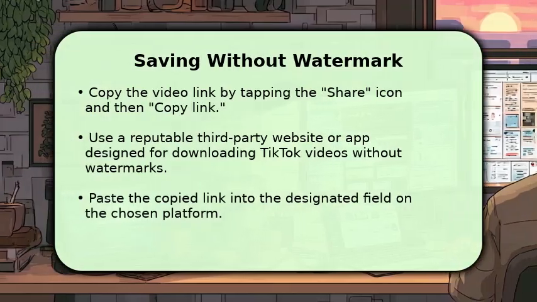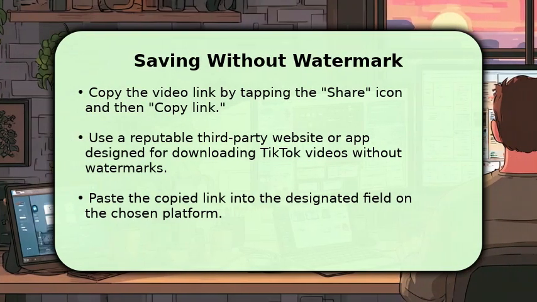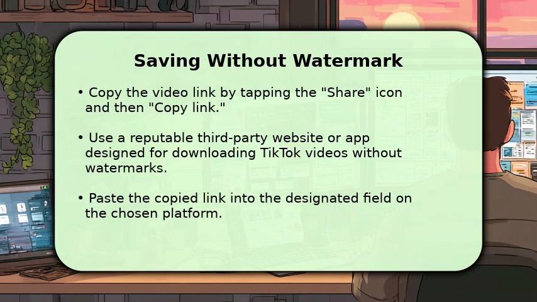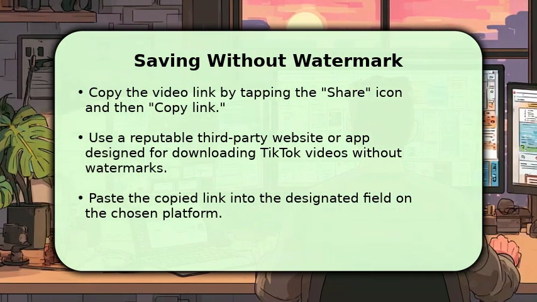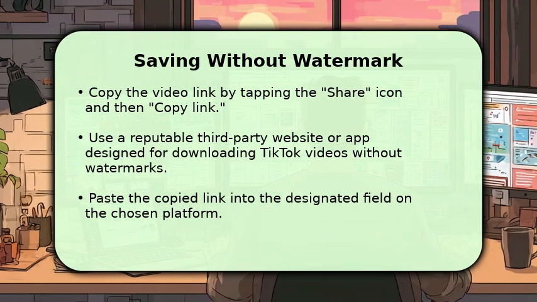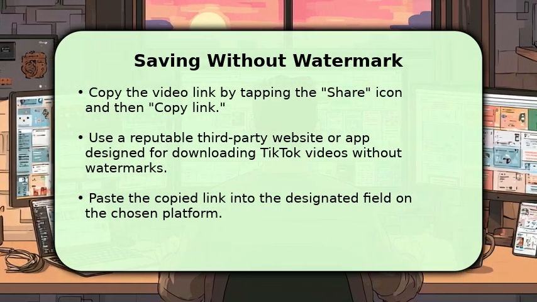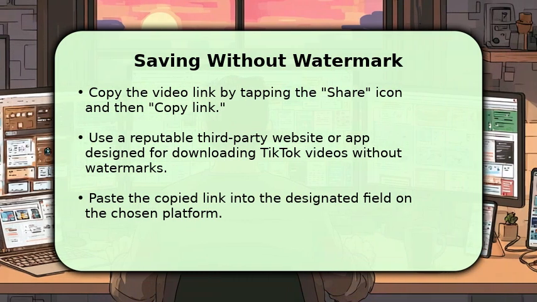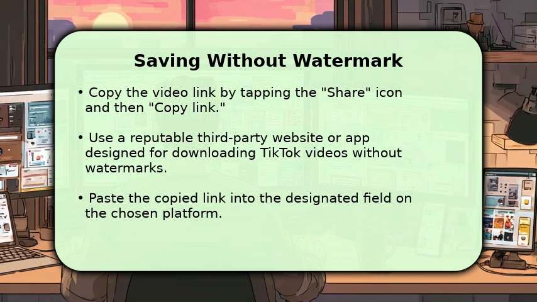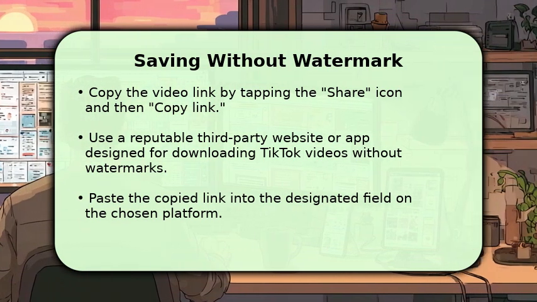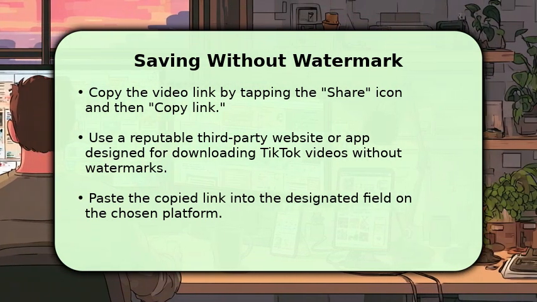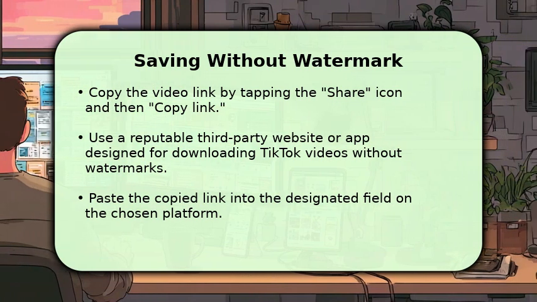To save a TikTok video without the watermark, you'll need to use a third-party tool. Begin by tapping the share icon on the video and then selecting Copy Link. Next, open a web browser or a dedicated app designed for watermark-free downloads. Paste the copied link into the provided field on that platform. Follow their specific instructions, which usually involve a download button, to save the video directly to your device, free of any overlays.